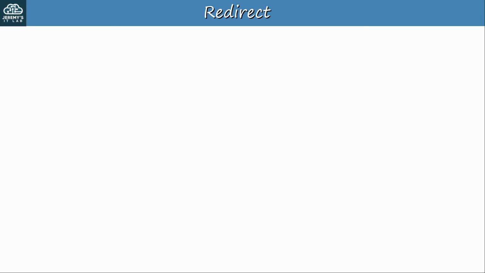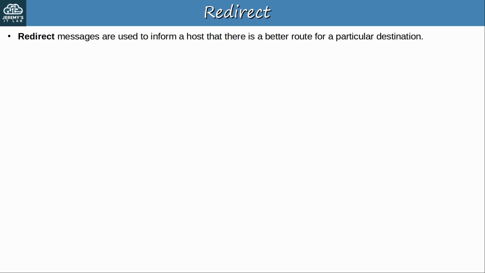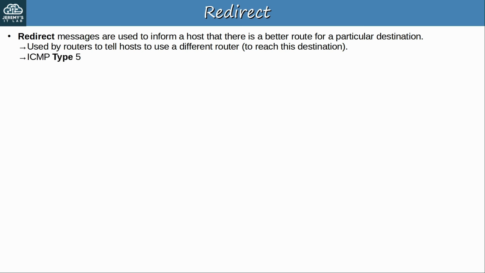Next, we'll look at the redirect message type. Redirect messages are used to inform a host that there is a better route for a particular destination. This message type is used by routers to tell hosts to use a different router to reach this destination. And the ICMP type is 5 for redirect messages.